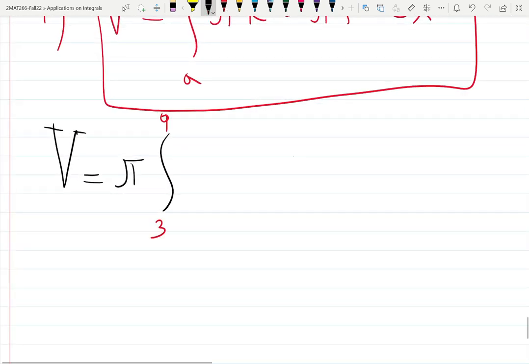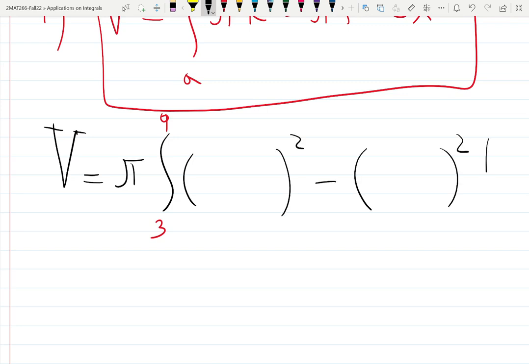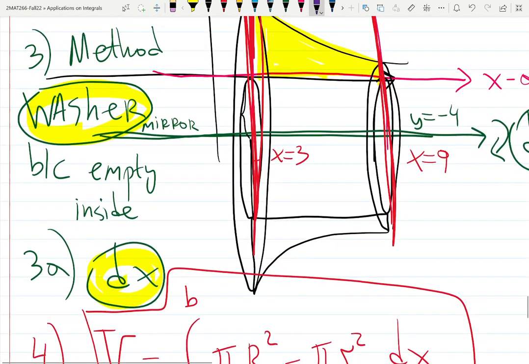3 to 9. And now we will have r squared minus r squared, and each will be top minus bottom, and then top minus bottom. Let's see if my strategy from the previous example still works or not. The first one is a field in R, capital R. The radius for the object doesn't have gaps inside. So whatever the disk method used to be.